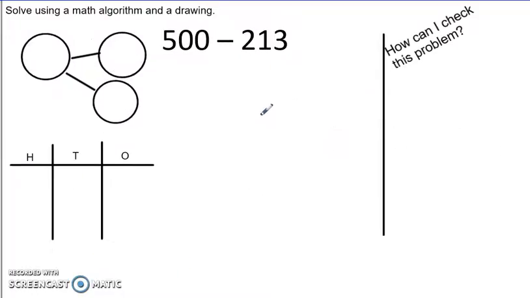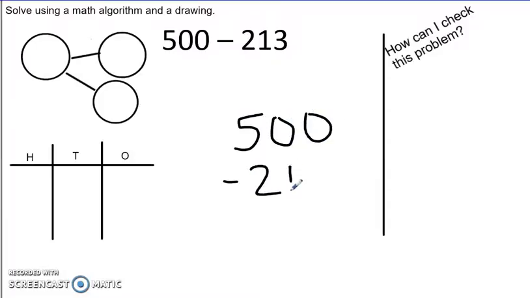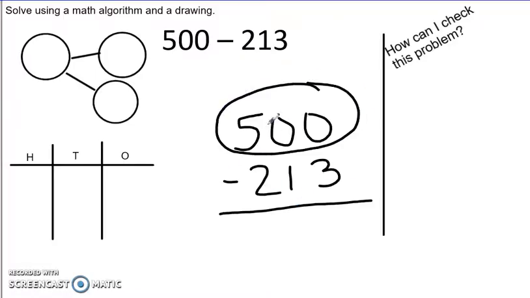Let's do another problem together. Here we have 500 minus 213. Write it vertically, and then let's fill out a number bond. The top number in a subtraction problem is our whole, so I'm going to put the 500 in the circle that's connected to the other two circles. 213 is one of my parts, and after we subtract, we'll find the missing part. Draw 500 in my chart. 500 has 500s, 0 tens, and 0 ones.